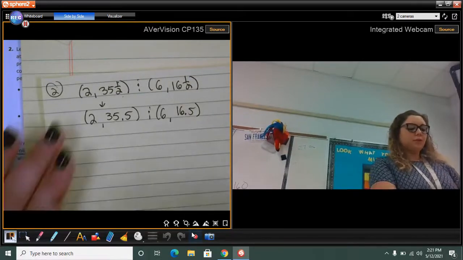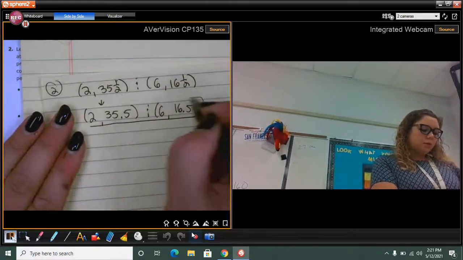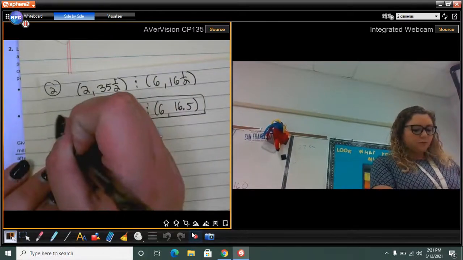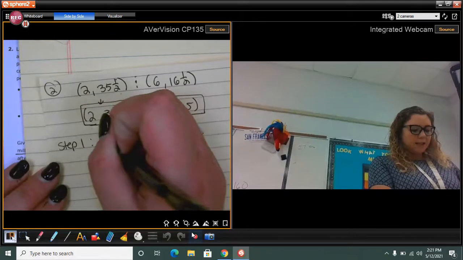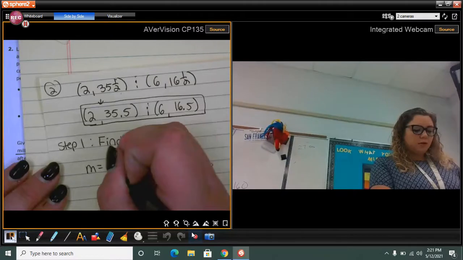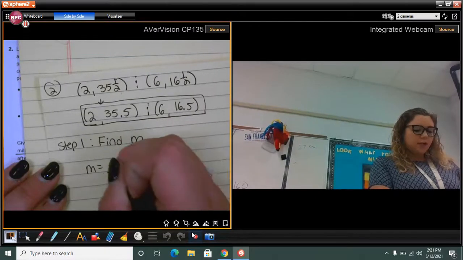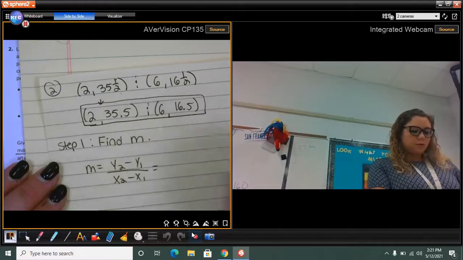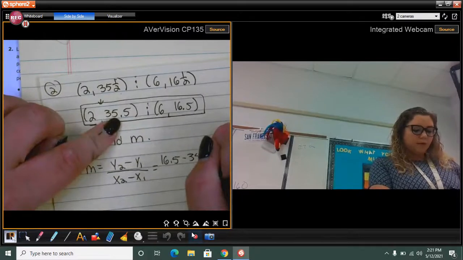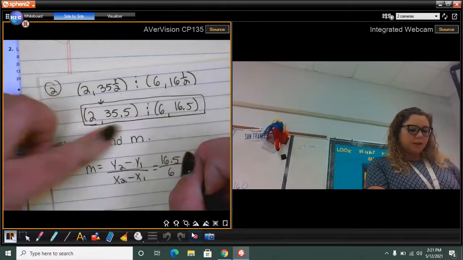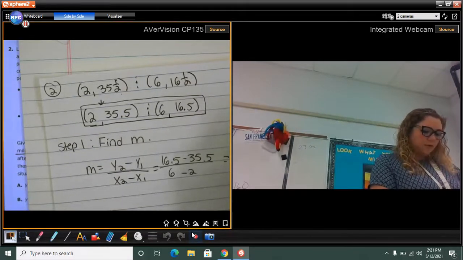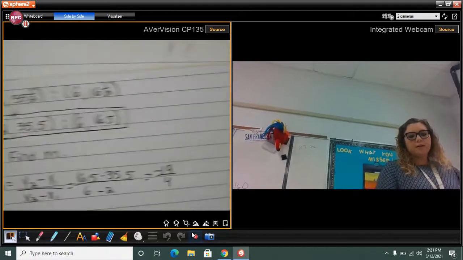So now that we have these two, we're now going to do our steps. Step 1, find m. In order to find m, we have to use my slope formula: y2 minus y1 over x2 minus x1. So 16.5 minus 35.5 over 6 minus 2, and that's going to give me negative 19 over 4. We know that is my slope.